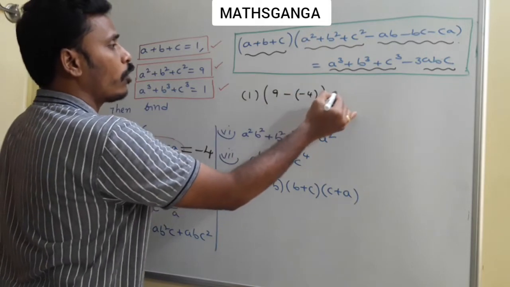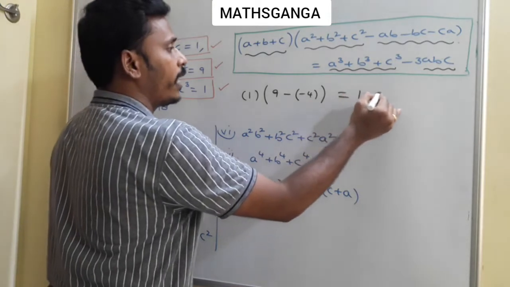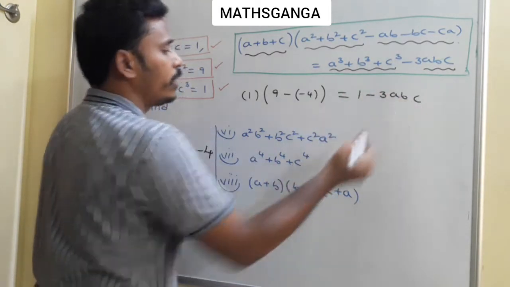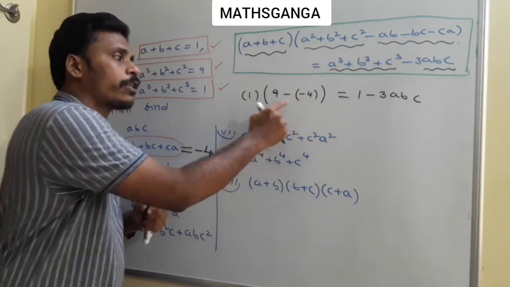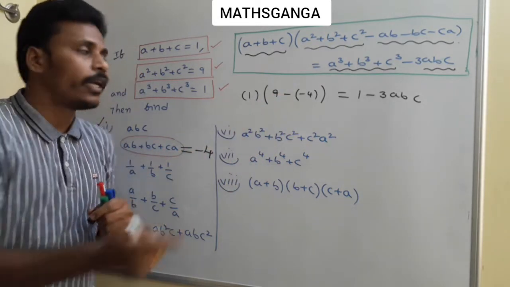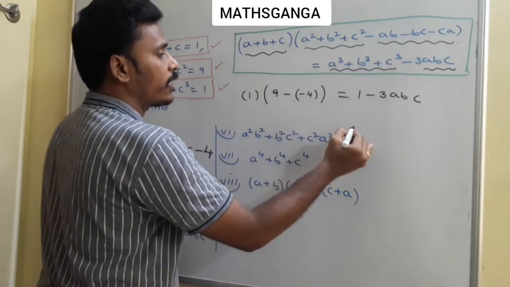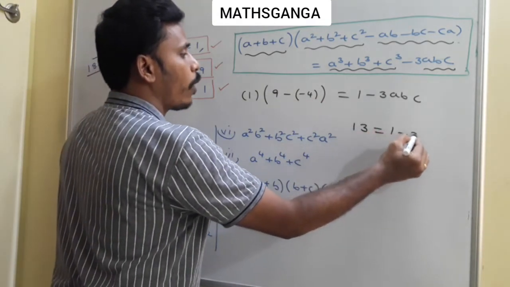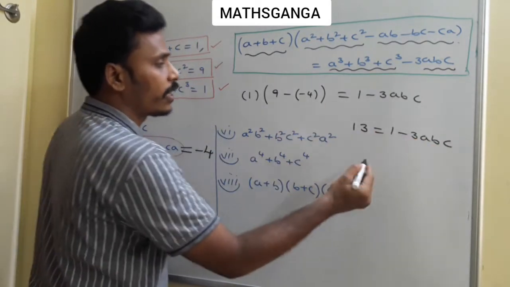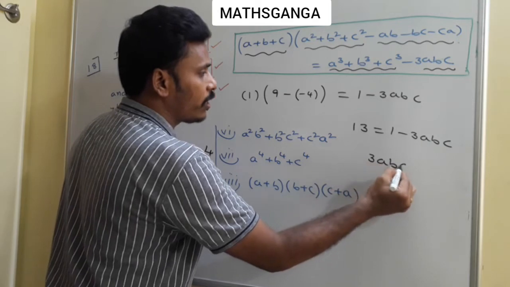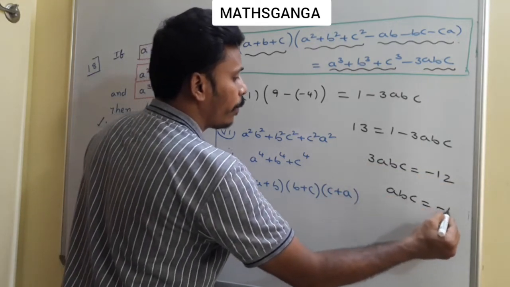9 minus of minus 4 is equal to a cube plus b cube plus c cube minus 3abc, that's what we need to solve. 9 minus of minus 4, 9 plus 4 is how much? 13 into 1, 13 into 1 is how much? 13. So the left side is 13, that is equal to 1 minus 3abc. So 3abc this side, 13 that side. So 3abc is equal to minus 12 and abc is again minus 4.